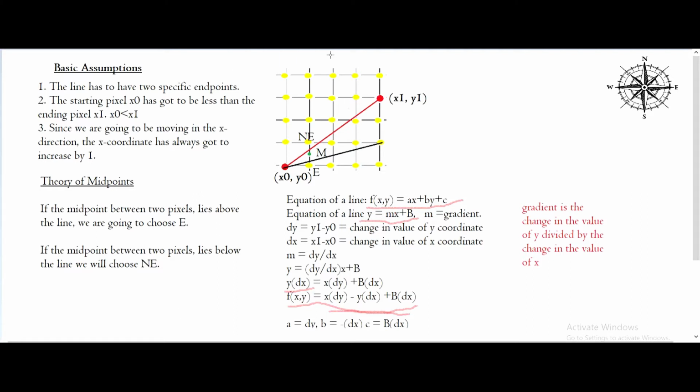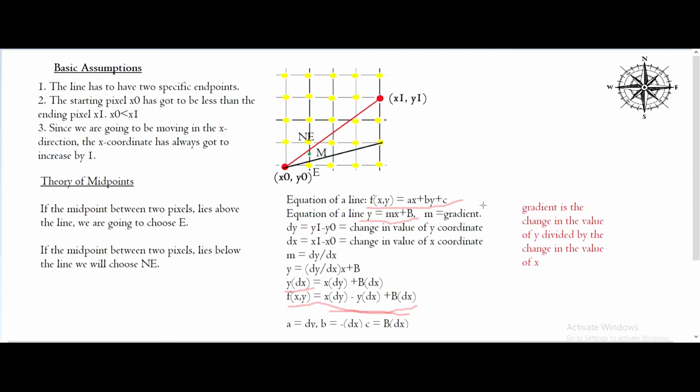Okay, so next we're going to be taking a look at some of the common characteristics of a line, starting with the equation of a line. So f(x, y). What this basically means is a function with coordinates x and y can be represented by the equation ax plus by plus c. Okay, so this is the general equation of a line. And the general equation of a line can also be written as y is equal to mx plus b. So here m is the gradient and b is the y-intercept.